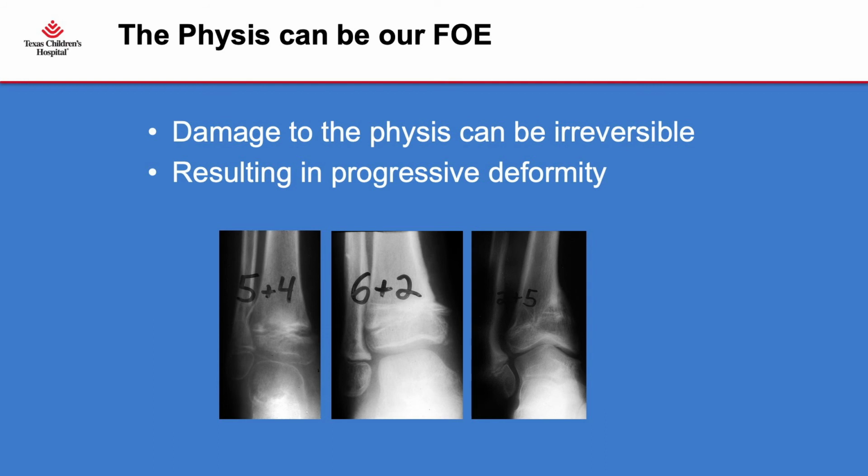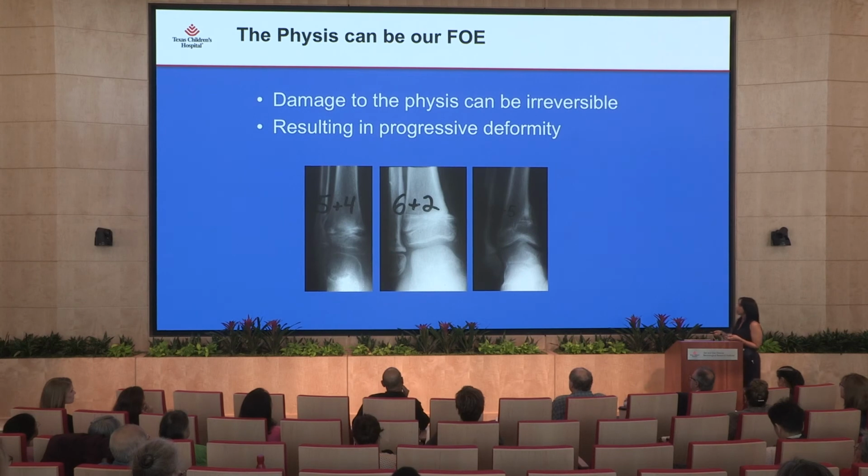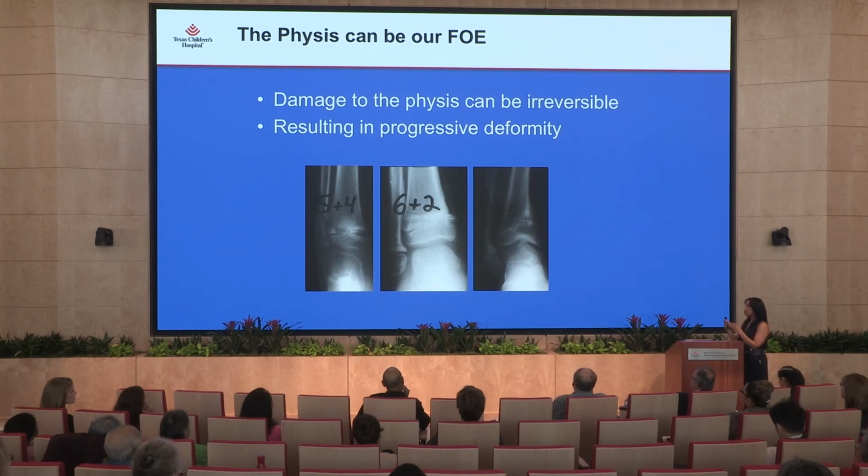So damage to the physis can be irreversible. So those type 3 fractures or type 4 fractures that involve the growth plate and there's some malalignment, the bone is then going to heal and the physis is disrupted. And so a deformity at age 5, as the child grows, becomes much worse by the age of 12, where you can see the ankle is very, very crooked now.